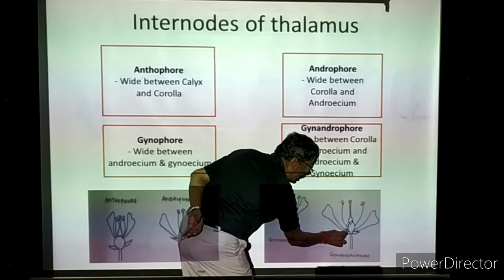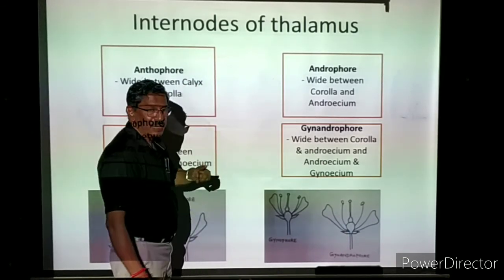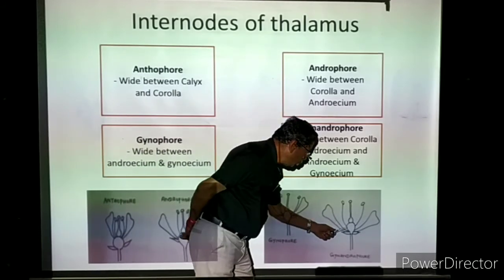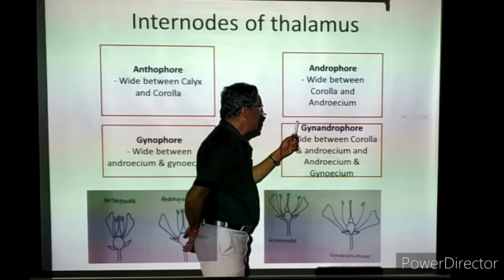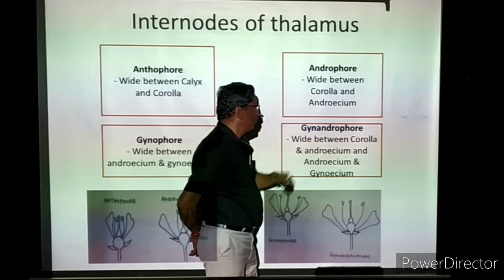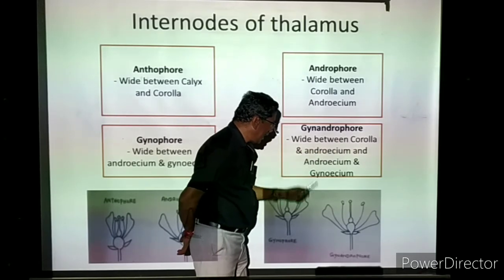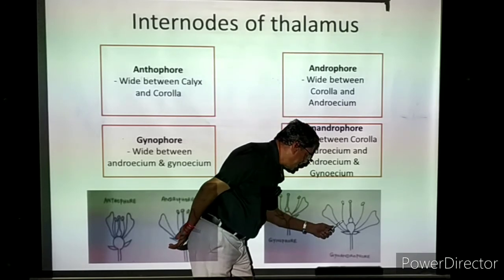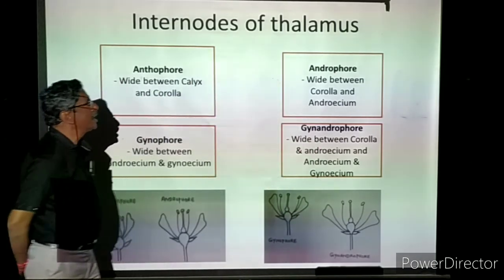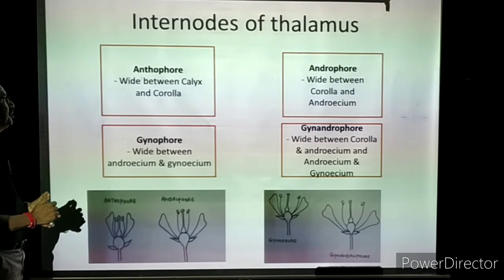But from the androecium up to the gynoecium, again a wide space is there. Two wide spaces, but in all the others only one place. One space is between corolla and androecium, and another wide space is between androecium and gynoecium. That is called gynandrophore. These are the various spaces present between the whorls.